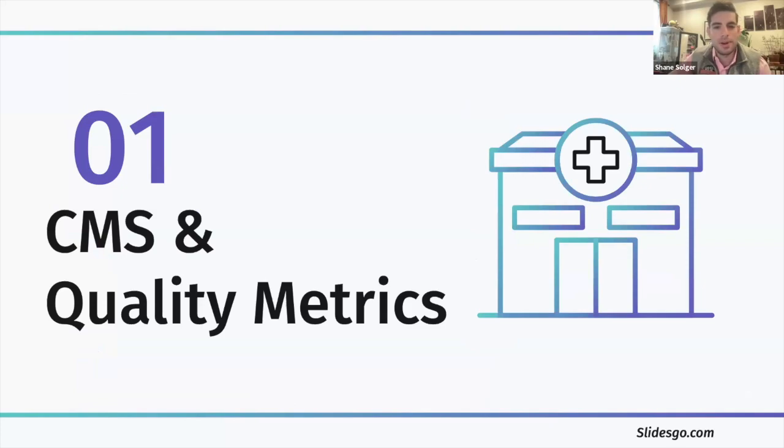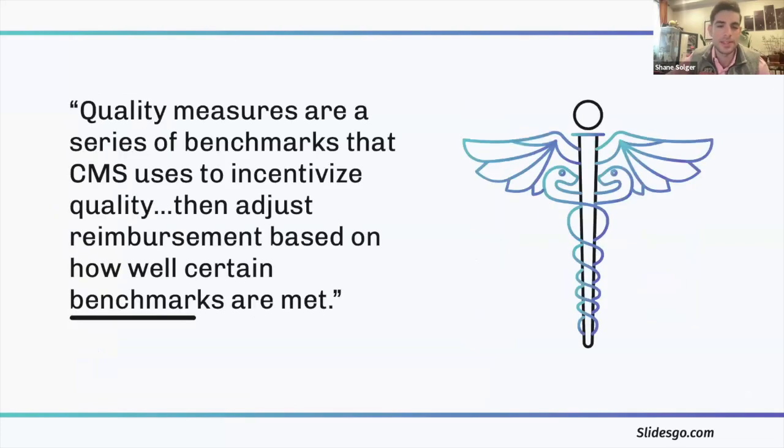So the reason that we care about quality metrics is because CMS has tied these to our reimbursements. This is the definition that I pulled from the EMRA Advocacy Handbook that defines what a quality measure is, and it's pretty self-explanatory. A quality measure is functionally just a benchmark that CMS has decided has indicated some sort of quality, and how well you meet these benchmarks determines how much money you get from Medicare.